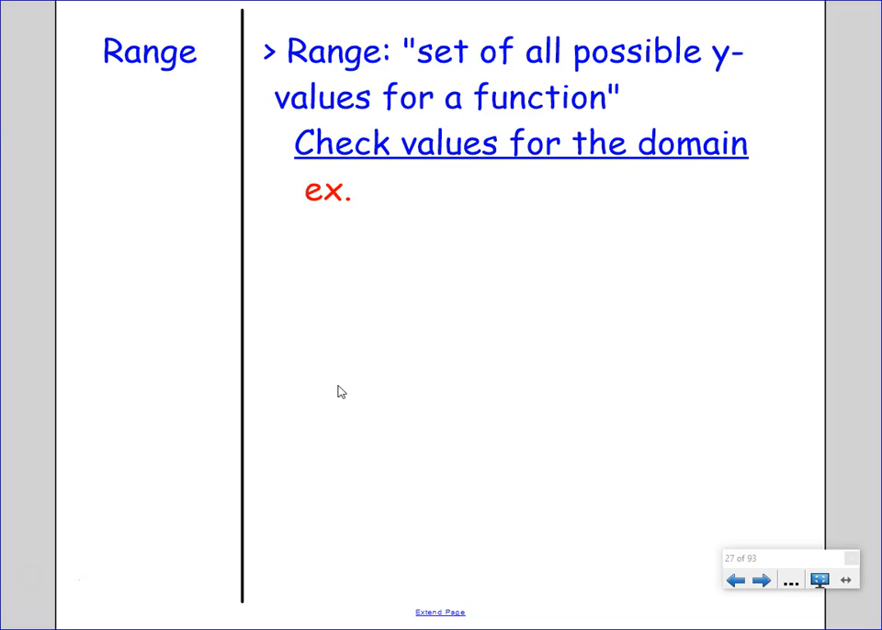Range is a whole other beast. I cannot give you a list of every single type of function and all the different ways of transforming functions and all the different ranges that are going to go with that function. I can't do it. There's too many transformations, there's too many combinations.